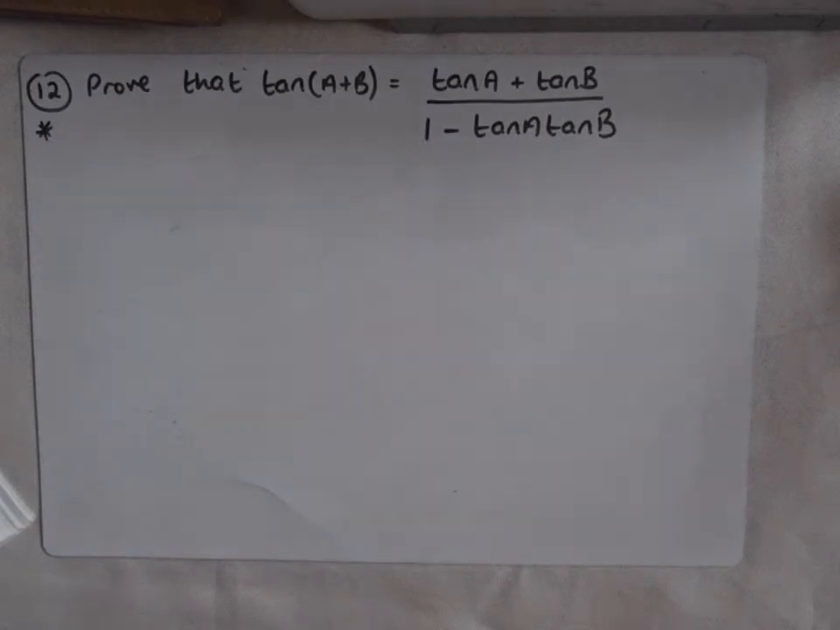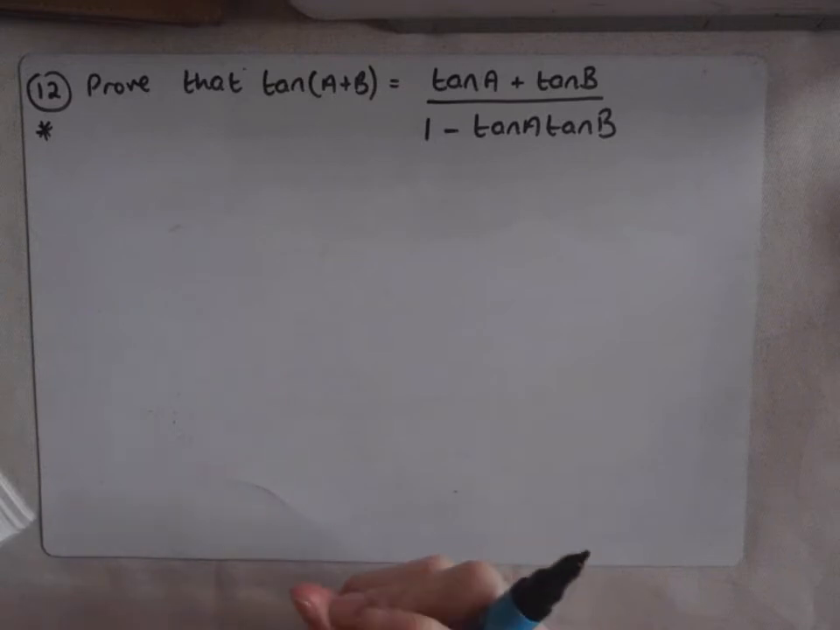Okay, prove that tan of A plus B is tan A plus tan B over 1 minus tan A tan B. Anyone any ideas on how to start this? Replace it with sine and cos? Yeah, exactly. You know that tan is sine over cos, so you're going to replace it everywhere with sine over cos.